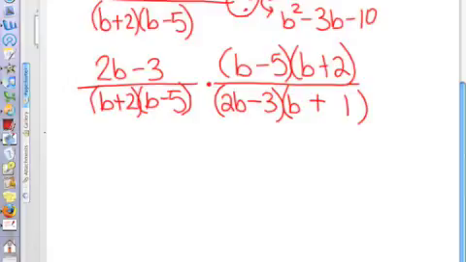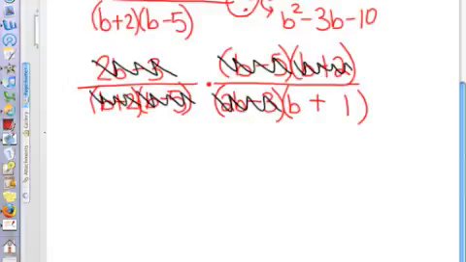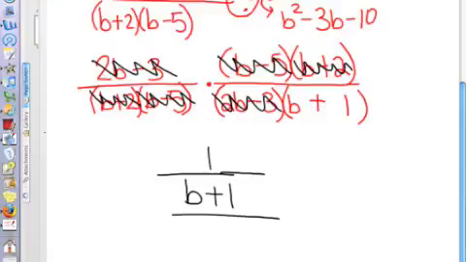And now, all we have left to do is cancel. You have 2b minus 3 and 2b minus 3, which divide each other out to be 1. b minus 5 and b minus 5, which divide each other out to equal 1. And b plus 2 with b plus 2. So your numerator is 1, and your denominator is b plus 1.